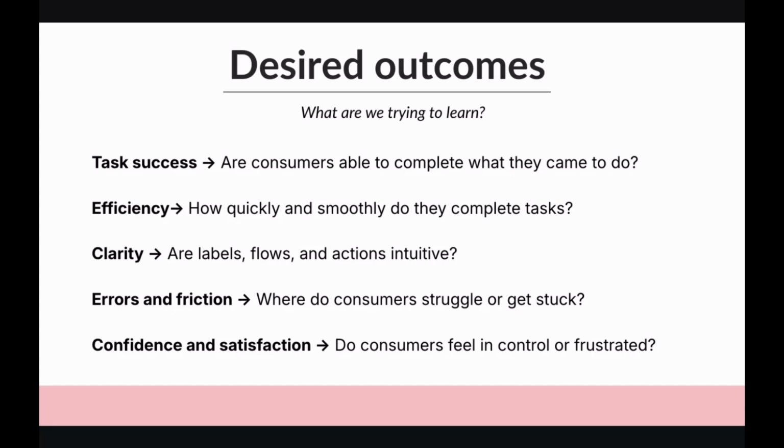Then we look at efficiency. How quickly and smoothly they're able to complete that task. Are there unnecessary steps slowing them down? Next is clarity. Do people understand what they're seeing and are they taking the appropriate actions? Are they able to see, for example, pricing or other important information clearly? We also pay very close attention to errors and friction. This is where people get stuck, make mistakes, or feel confused. These moments are incredibly valuable because they show us exactly what needs improvement.